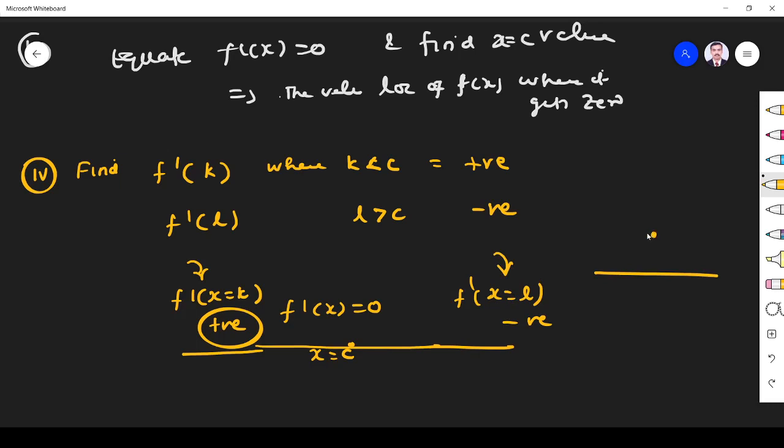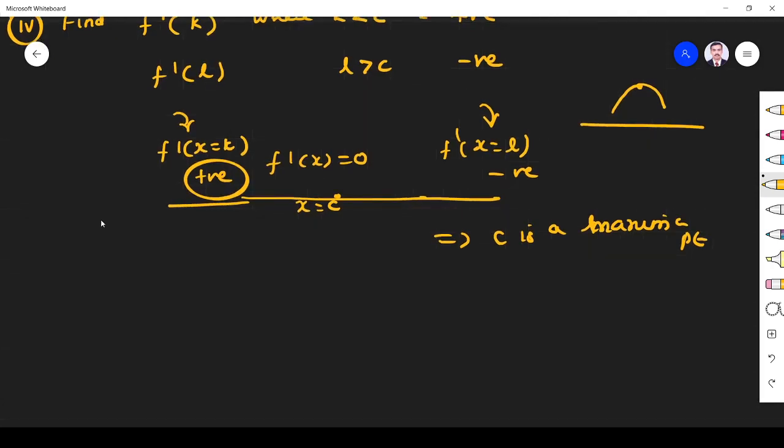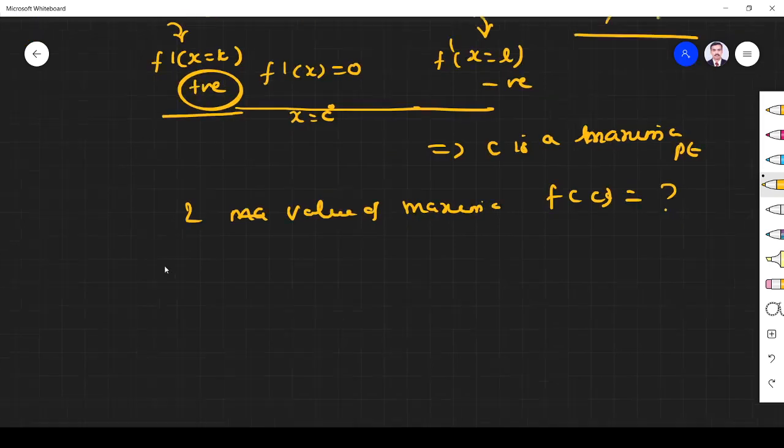Before that the slope is positive, which means it is coming up. After that the slope is negative, which means it is going down. So this implies c is a maxima point, right? And the value of the maxima is f of c. f of c gives the value of maxima.